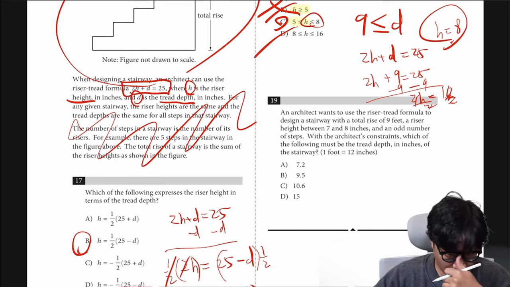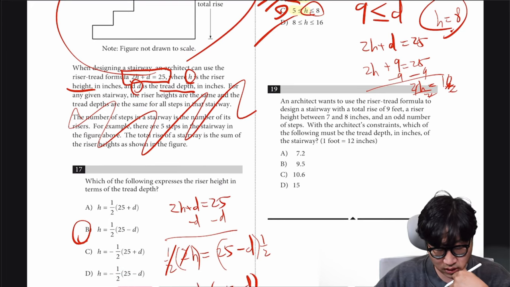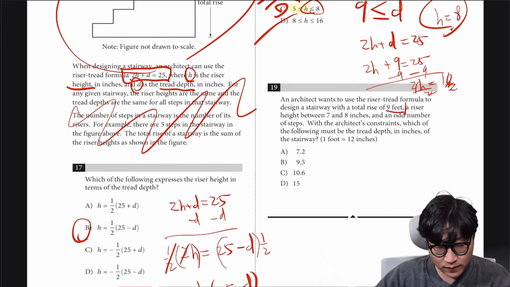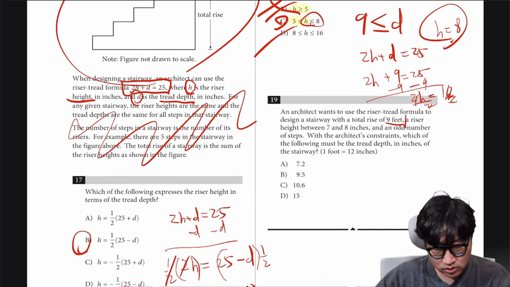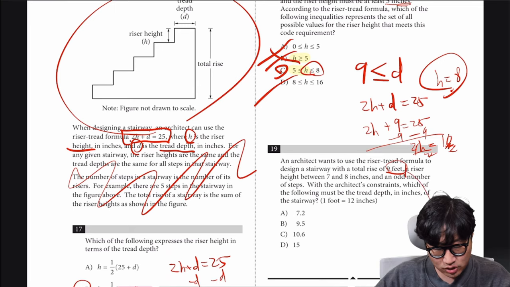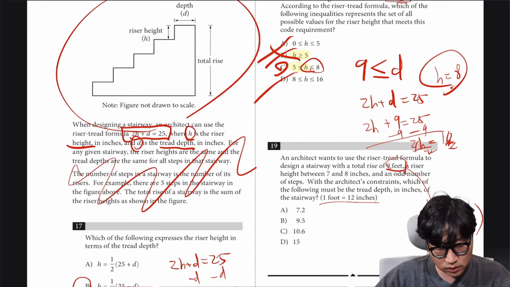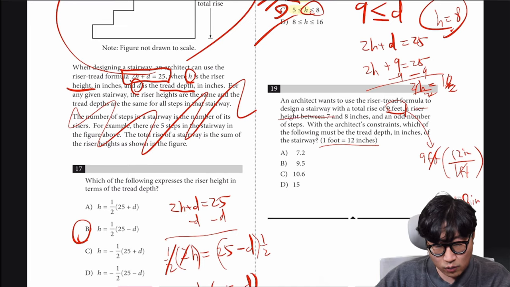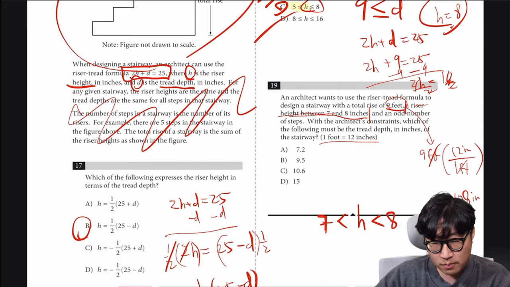Number 19, an architect wants to use a riser tread formula to design a stairway. Total rise of 9 feet. But they've been talking in inches, so let me turn that into inches. So 9 feet. They literally give you the conversion for you. So 1 foot is 12 inches. So if you just multiply by 12, that's going to be 108 inches. Riser height between 7 and 8. So H has to be between 7 and 8. And an odd number of steps.